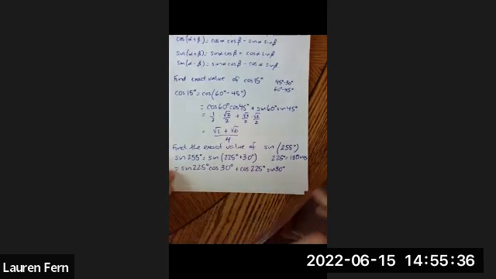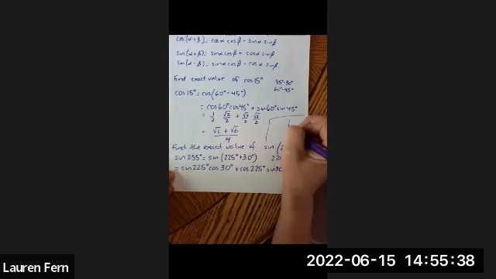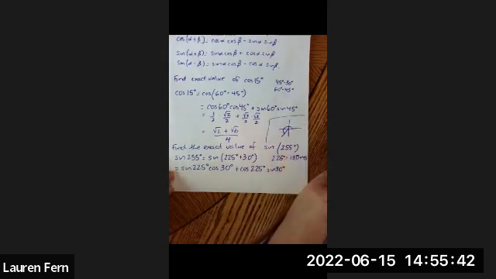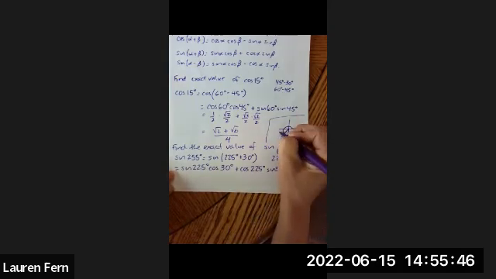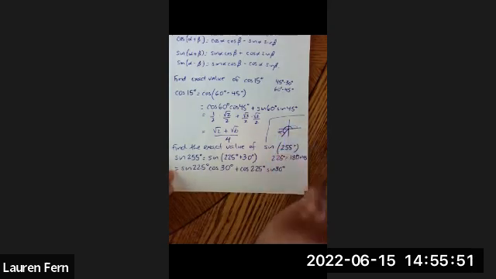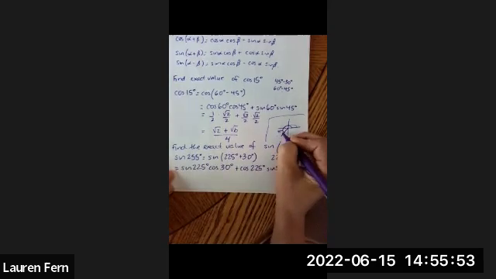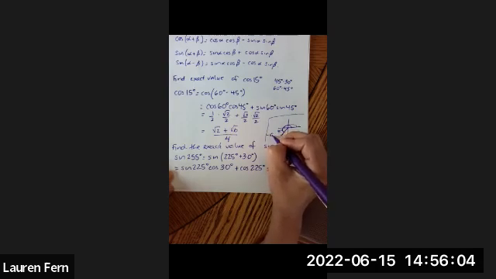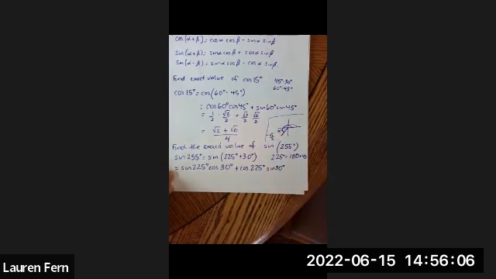Okay, 225 degrees, I told you, is 180 plus 45. Remember, the 45 degrees is my reference angle, 180 plus this 45. I know what the sine and cosine of 45 degrees are. They're both root 2 over 2. But since we're in the third quadrant, they're both negative. So we get negative root 2 over 2.